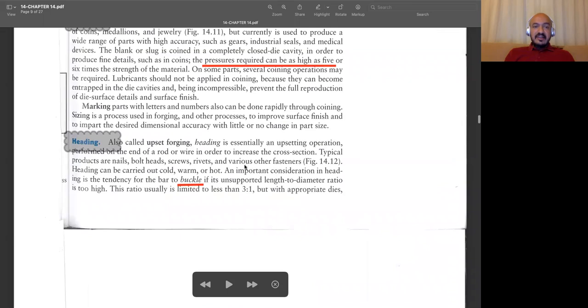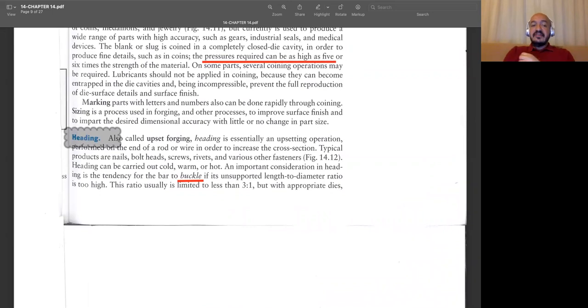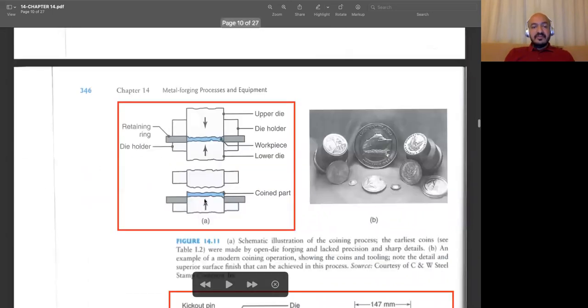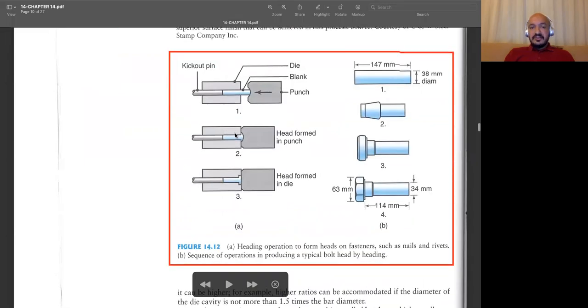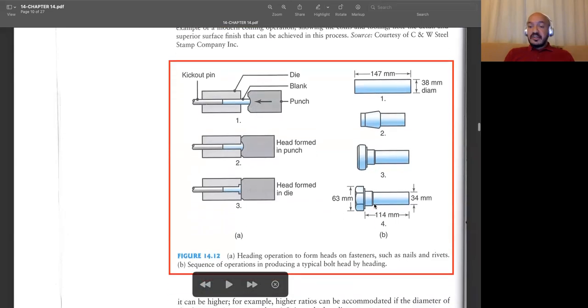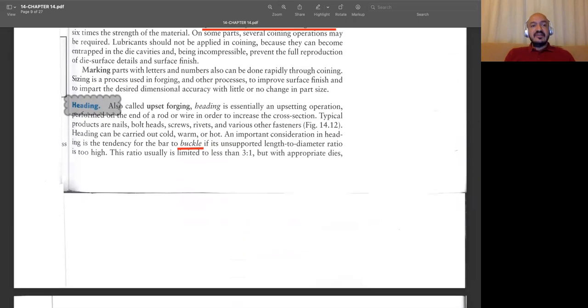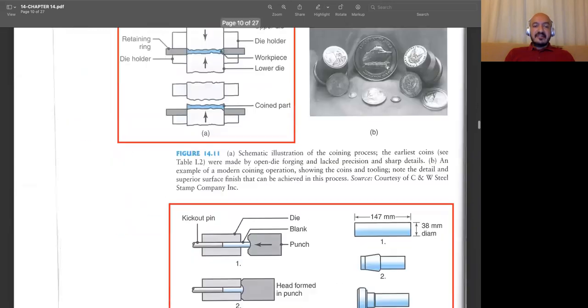Then we have heading. Again, as the name implies, with this process we obtain the heads of bolts, screws, and similar things. In order to eliminate the buckling problem, we make use of special dies. You see, if you don't use such a die and apply pressure on this side, then it will probably buckle. It will be bent, and you cannot successfully complete this process. With the heading process, we obtain such heads, and this is mostly utilized in the production of, let's say, bolts. I may show you some example products while we are discussing these issues during the live sessions.